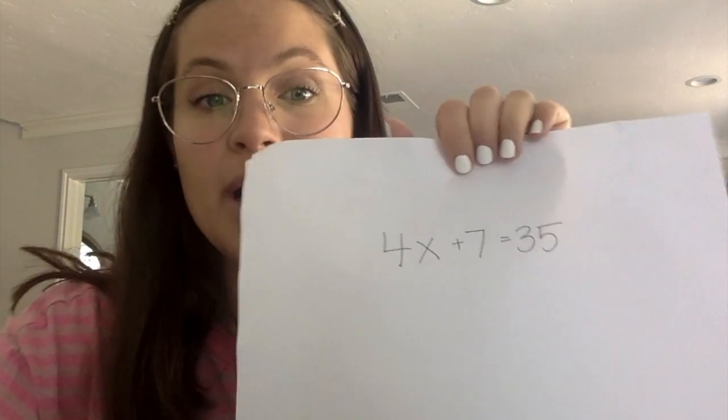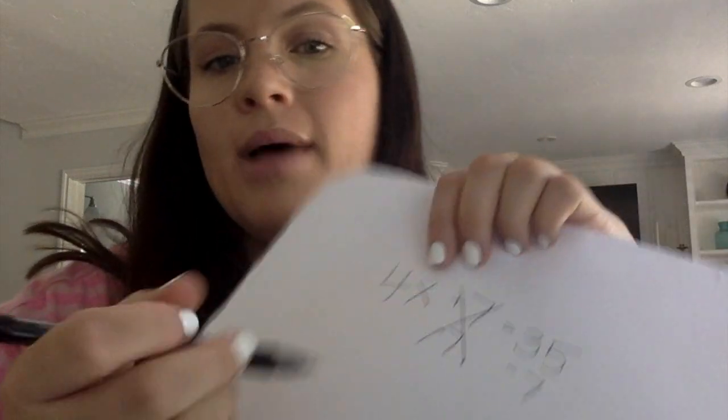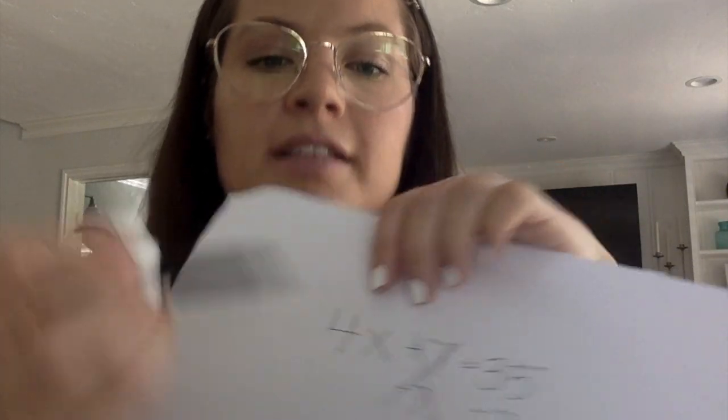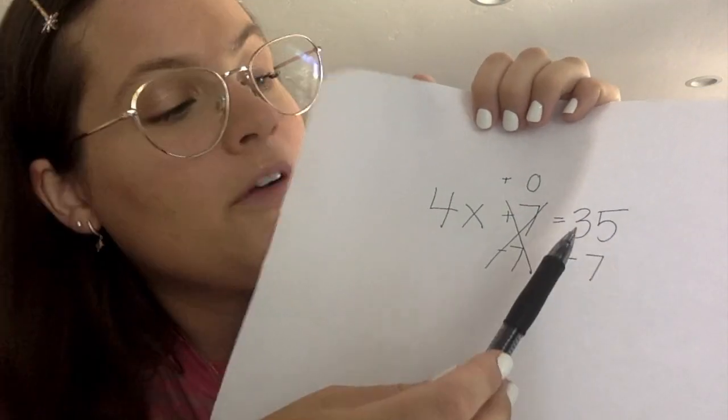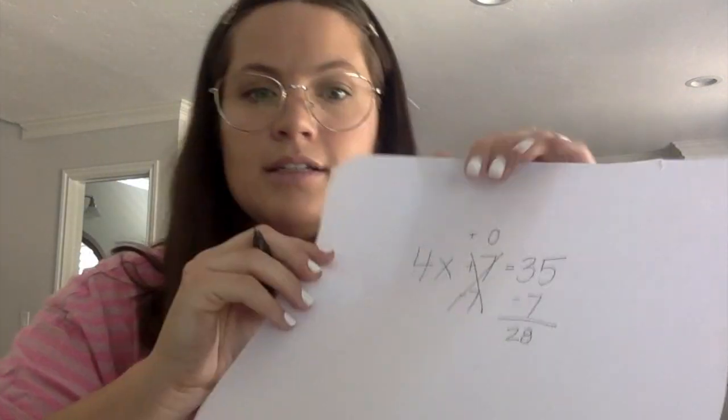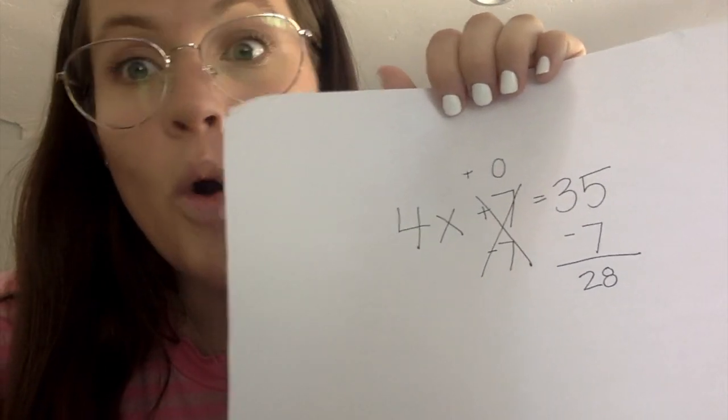So our first step in this problem is to do the opposite of adding 7, which is subtracting 7 from both sides of the equation. So when we add 7 and minus 7, on this side, we now get 0. When we subtract 7 from 35 on this side of the equation, we get 28.